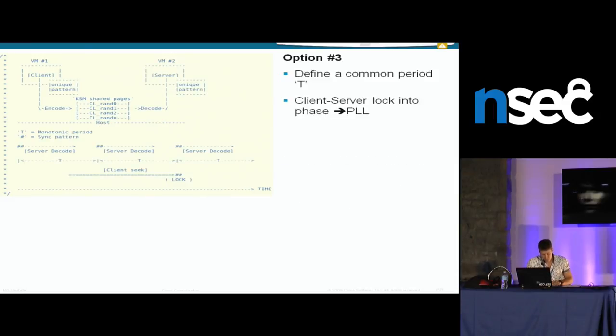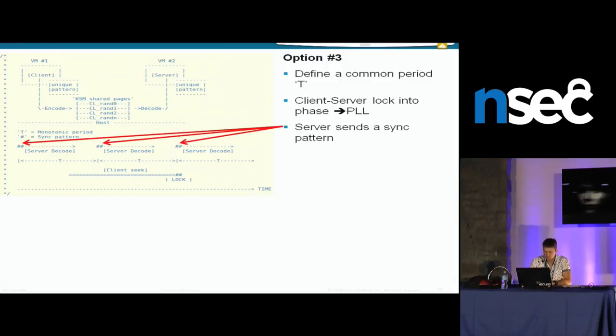Okay, option number three is really the option that I'm using. This one implies that client and server agree on a common period, T. We set it up so that the client and the server lock into phase using a phase lock loop algorithm. So the idea is you have a server in your backdoor VM, it's running, and it sends a sync pattern at a regular interval that you have predefined.